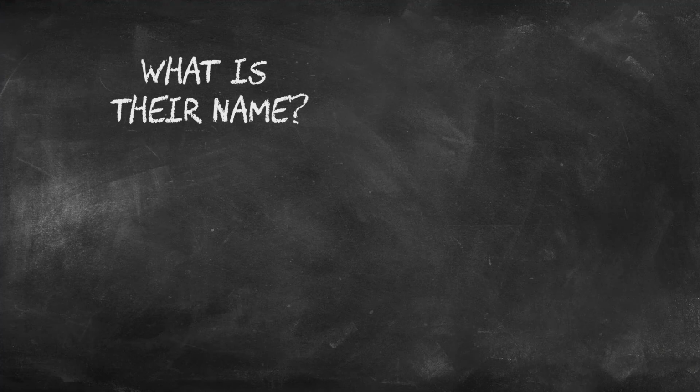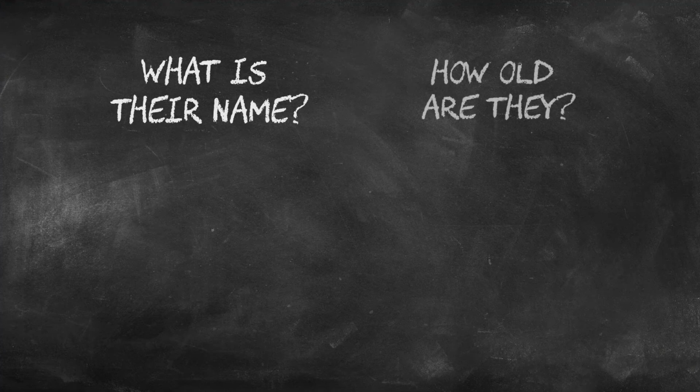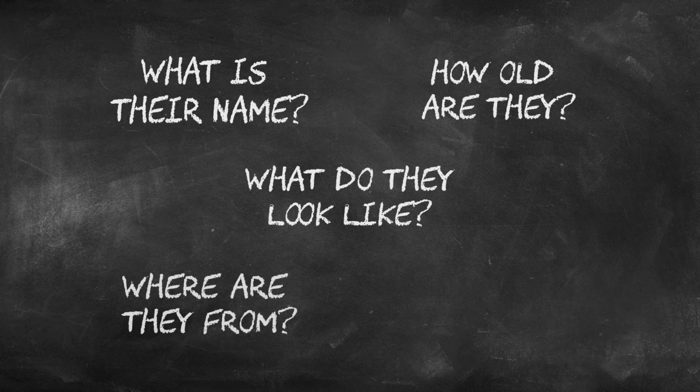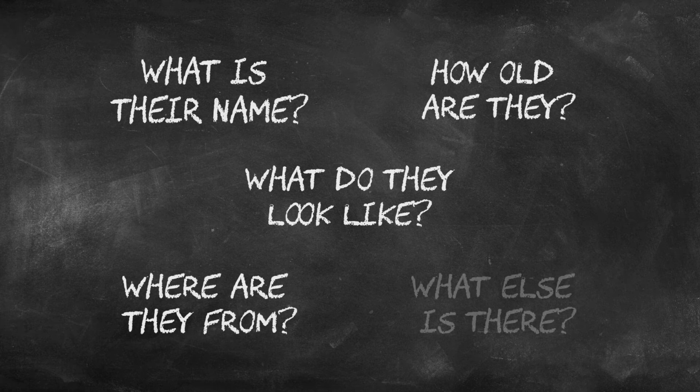Now let's start with those details. What is their name going to be? You can ask yourself more questions to think up more details about your second character. Here are some questions to get started. What is your second character's name? How old is your second character? What does your second character look like? Where is your second character from? Is there anything else you want the audience of the play to know about this second character?